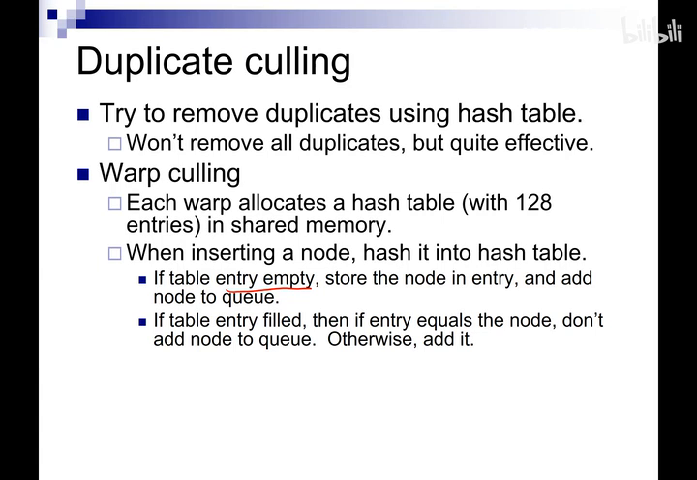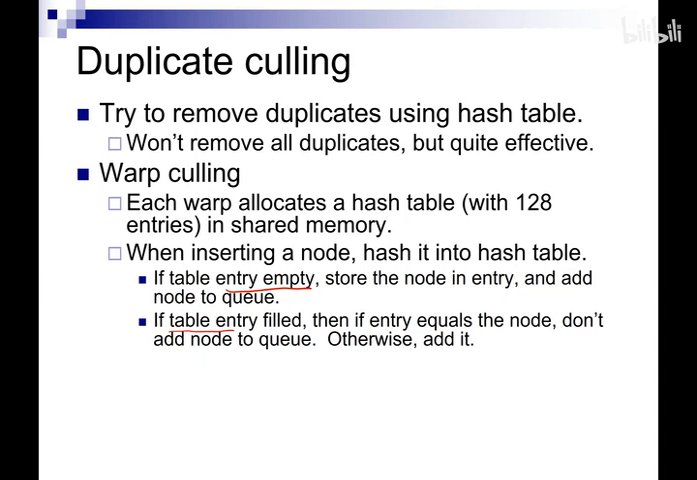Otherwise, if the entry is not equal to your current node, then what happened is that you have 2 different nodes which happen to hash to the same location. Now you aren't sure whether your node has already been added yet, because the current table entry is storing the information for a different node.